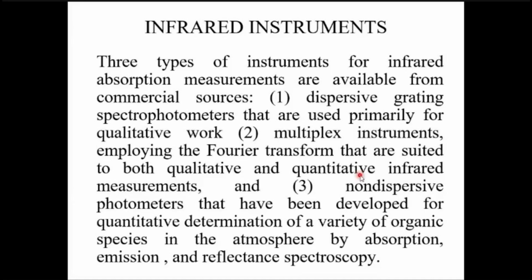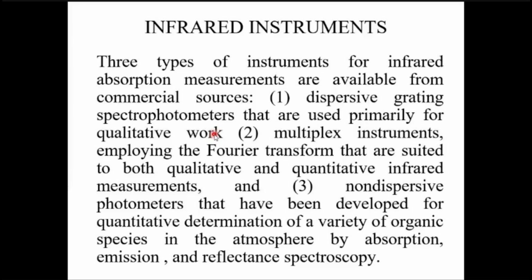Coming to the instrumentation of IR spectroscopy, there are three types of instruments for IR absorption available commercially. First is dispersive grating spectrophotometers that are used primarily for qualitative work. Now, when we say dispersive gratings, grating monochromators are used in that. Their construction will be very much similar to your UV spectroscope.